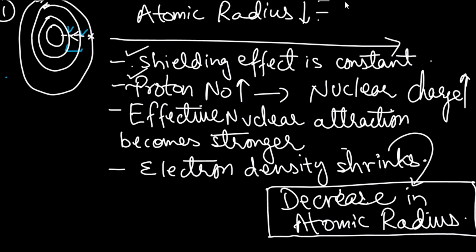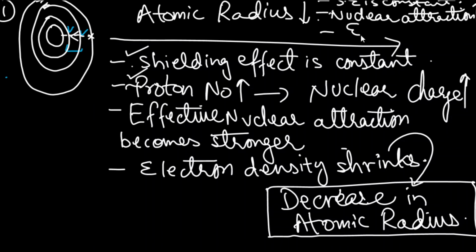Okay, atomic radius shrinks across the period, and these are the 2 major reasons for it. First, the shielding effect is constant, and secondly, it's a nuclear attraction which becomes stronger as you go across the period due to the increasing nuclear charge. Okay, nuclear attraction becomes stronger, and as a result the electron density shrinks, and if that shrinks, then you guys know what will happen. The radius would, of course, fall.